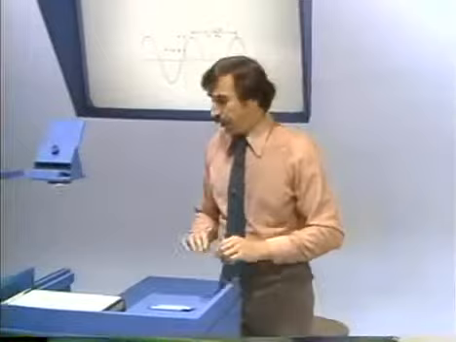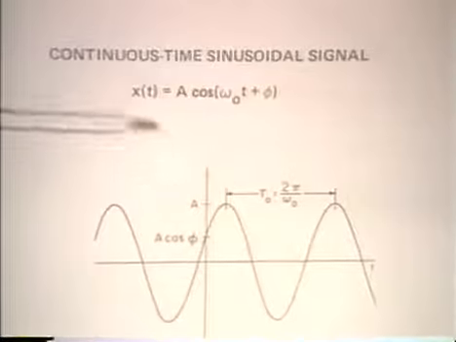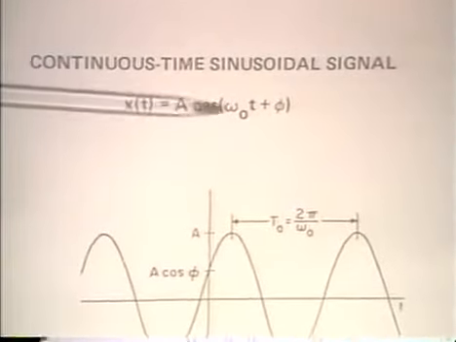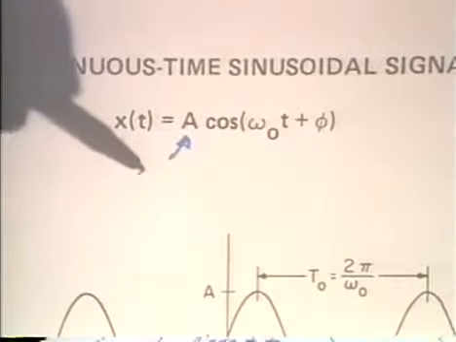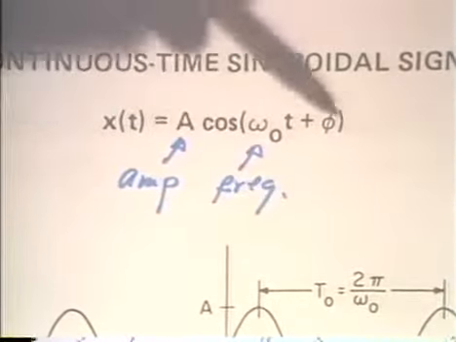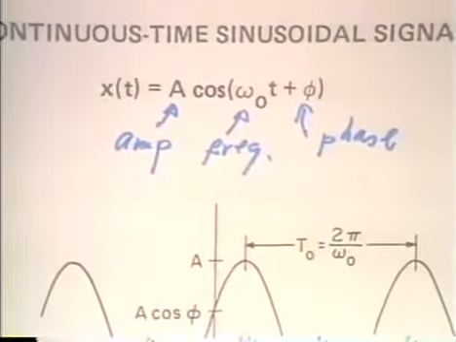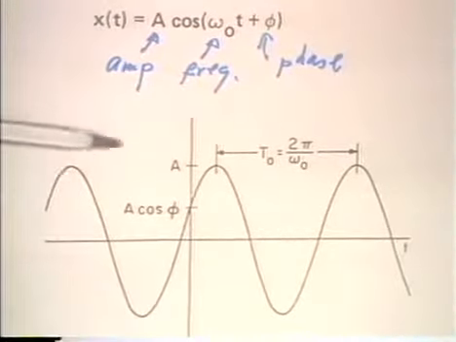Let's begin with one signal, the continuous time sinusoidal signal, which perhaps you're already somewhat familiar with. Mathematically, the continuous time sinusoidal signal is expressed as I've indicated here. There are three parameters, A, omega 0, and phi. The parameter A is referred to as the amplitude, the parameter omega 0 as the frequency, and the parameter phi as the phase. And graphically, the continuous time sinusoidal signal has the form shown here.